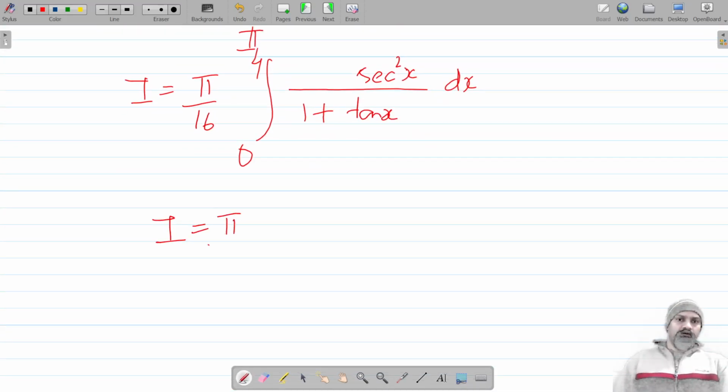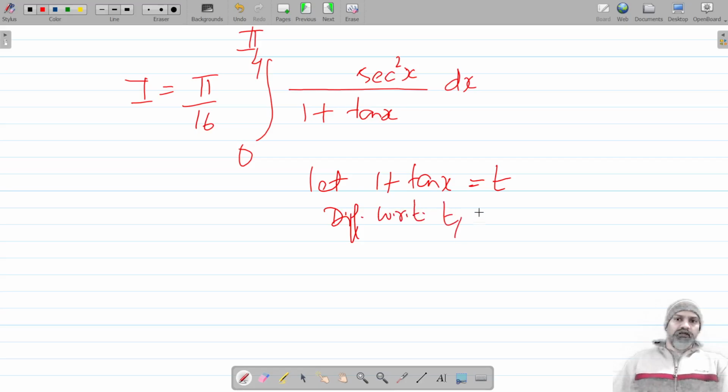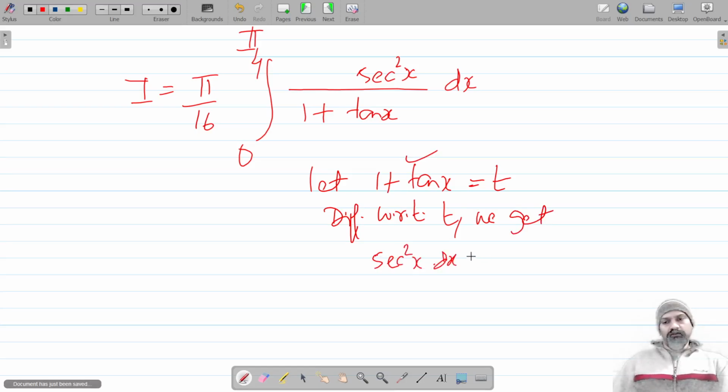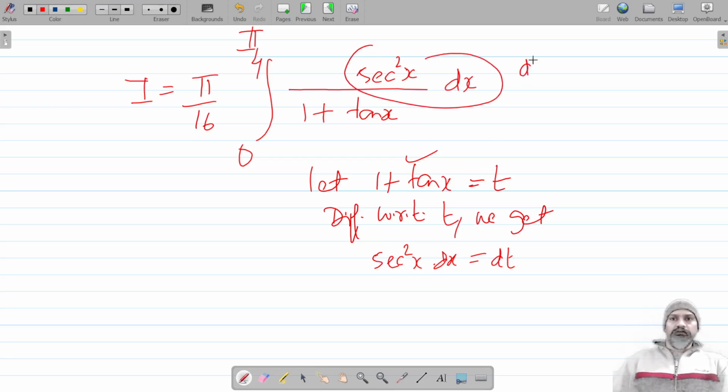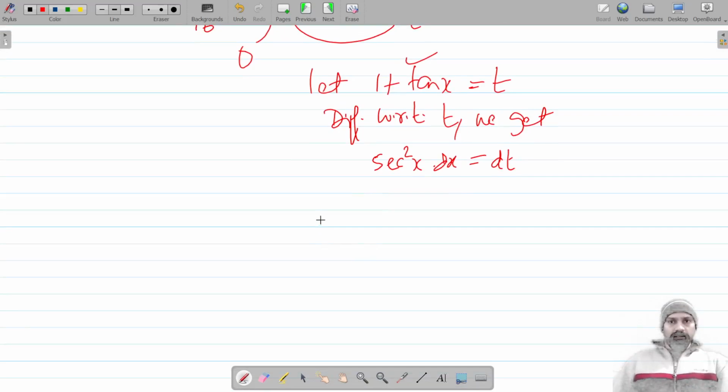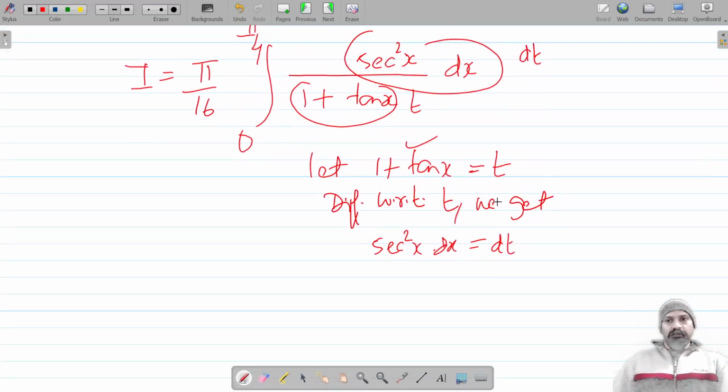I is equal to pi by 16. Now let's make the substitution here to solve this. Let's say 1 plus tan x is equal to t, and differentiating this with respect to t gives us, the derivative of tan is secant square x into dx by dt, which becomes dx is equal to dt. So this has to be replaced by dt, and this becomes t. And let's get our new limits as well.